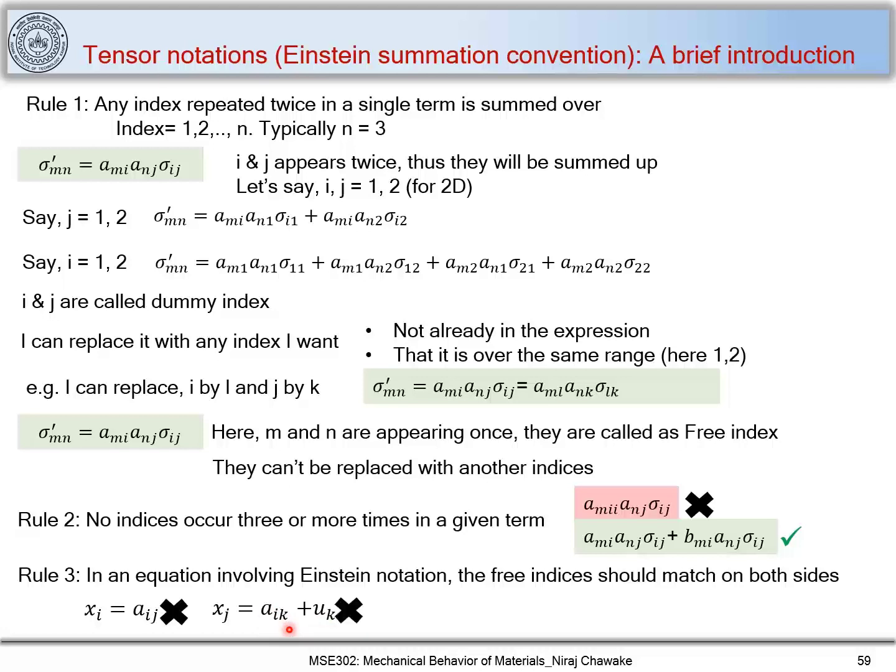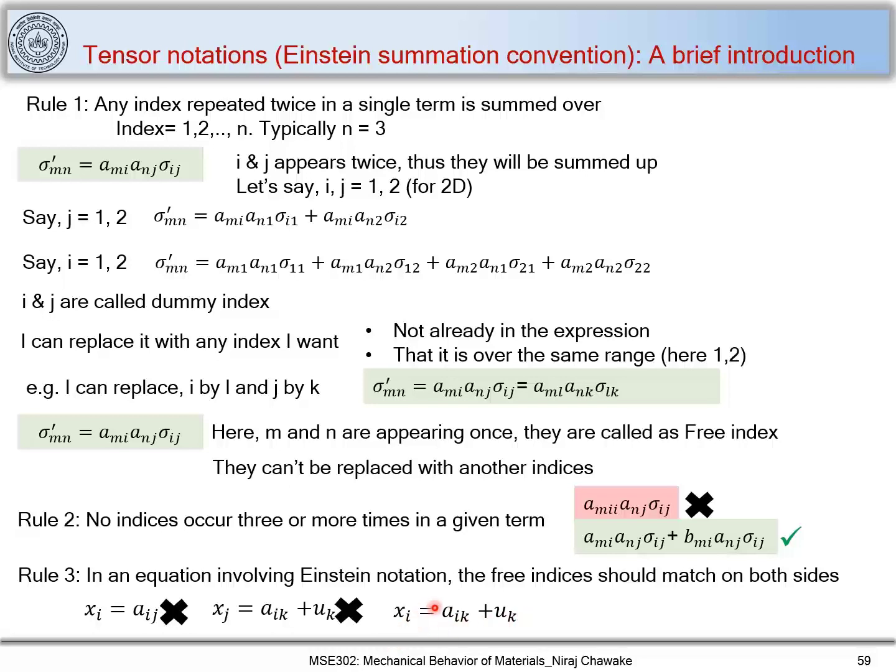So here it is 2 and here it is 1, so it is not matching. So this is not the right way of writing equations using the Einstein notation. Now here xi is equal to aik plus uk.